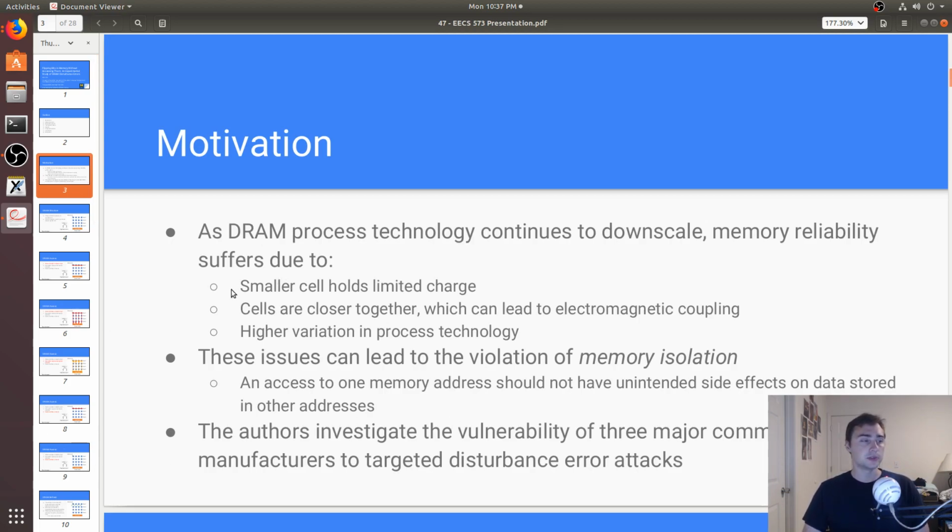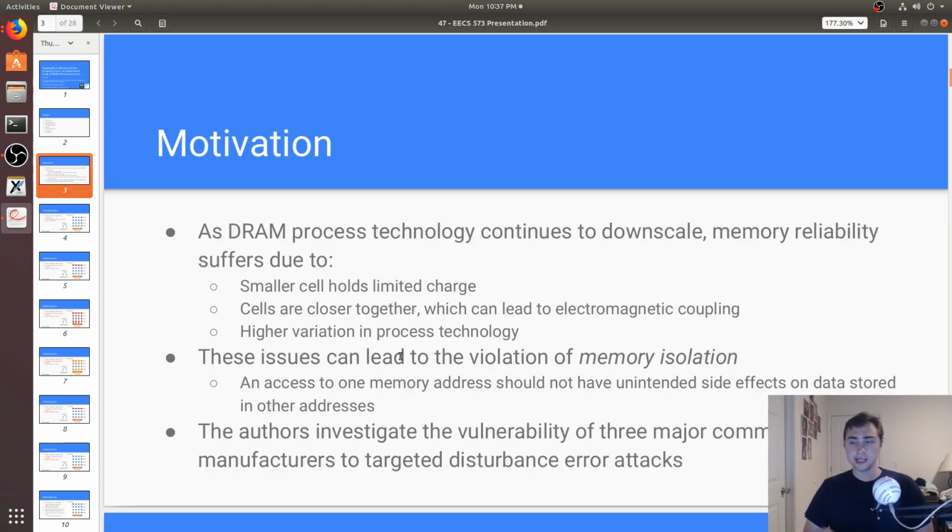You see a couple right here. A smaller cell will hold less charge. Once the cells get really, really close together, there's electromagnetic coupling. And of course, it's really hard to manufacture things that are really small, so you get some variation in the actual process technology. It's not a perfect process, so you're going to get more defects.